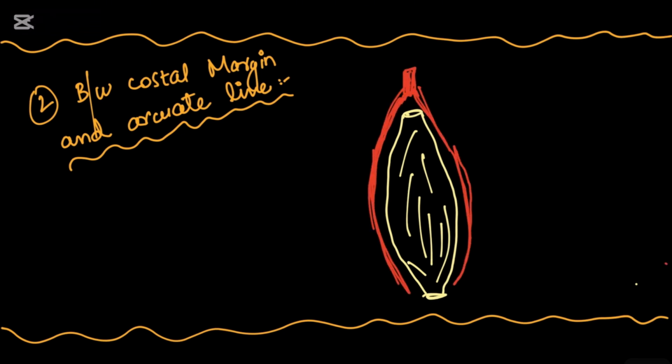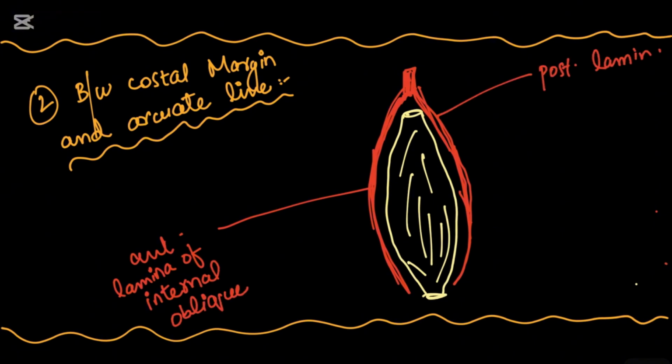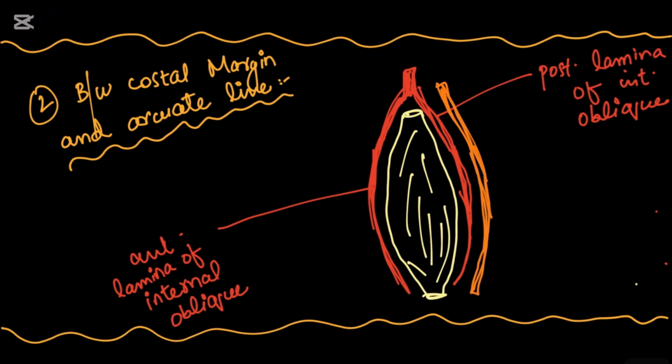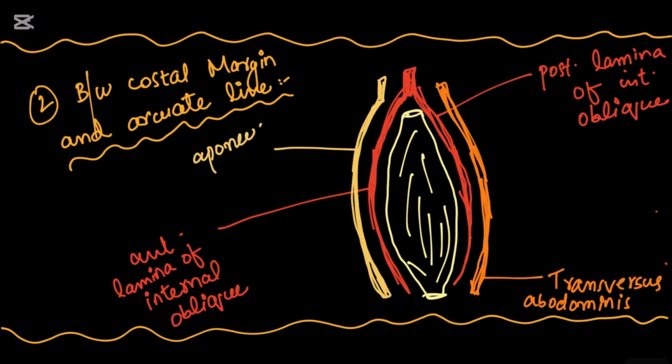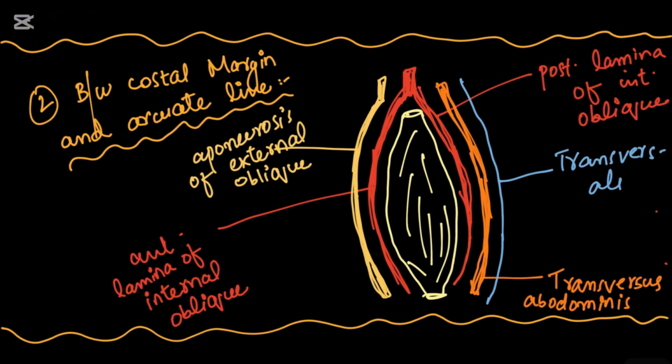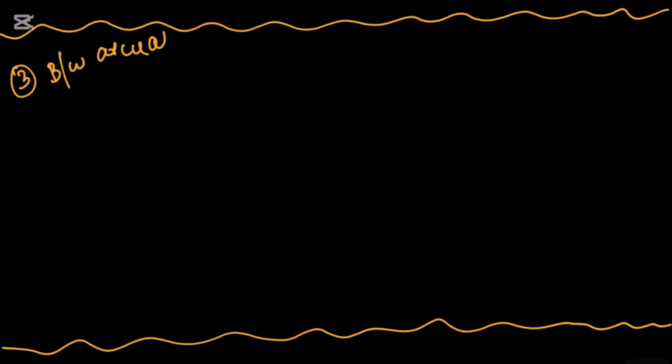Okay, like this you can draw lamina of internal oblique. Now internal oblique is divided into 2 slips. One slip anteriorly and one slip posteriorly forms the rectus sheath. Then posteriorly rectus abdominis muscle, anteriorly external oblique muscle, and posteriorly obviously transversalis fascia.